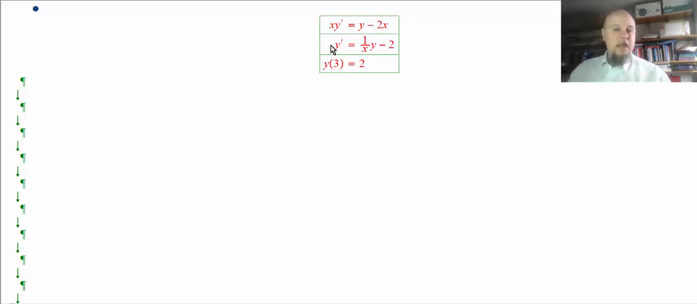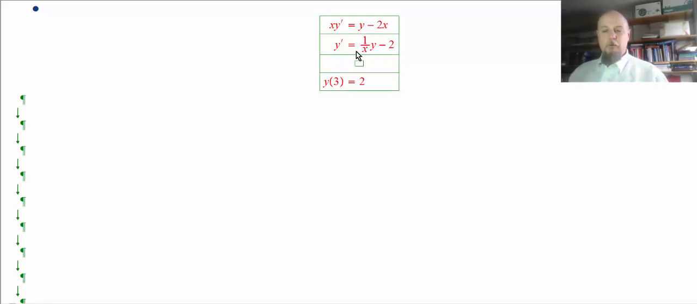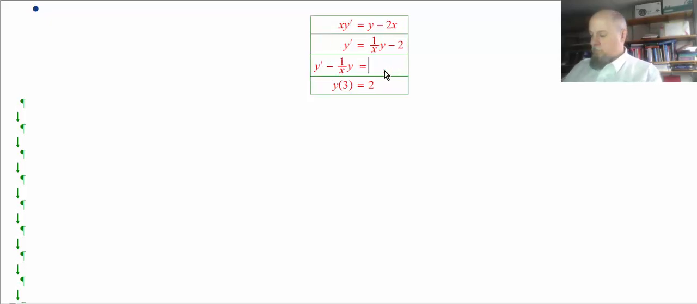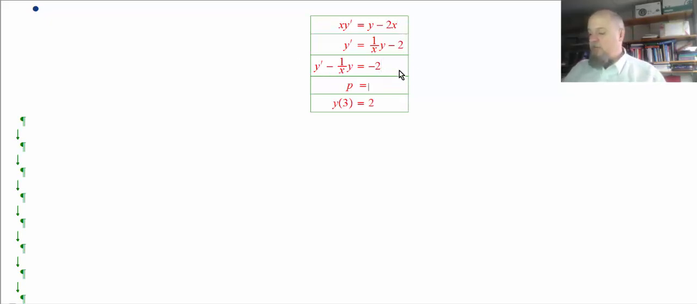Okay, now it's y prime, but I'm going to need to make it y prime plus py equals q. Now it's in the right form. This is the same differential equation as the original, but now I can pick off what the p value is. P is equal to minus 1 over x.